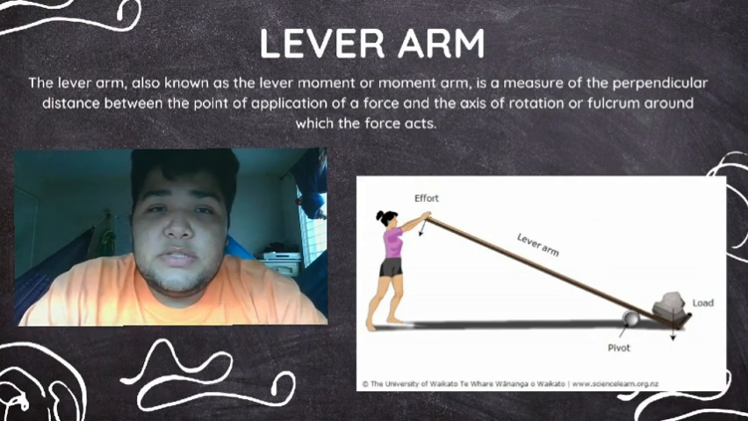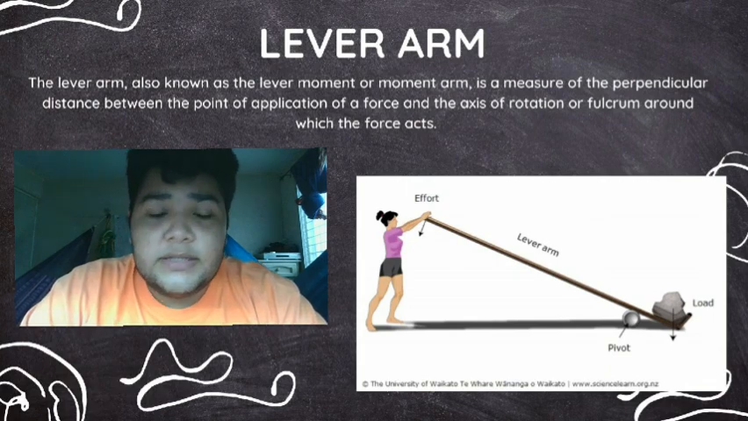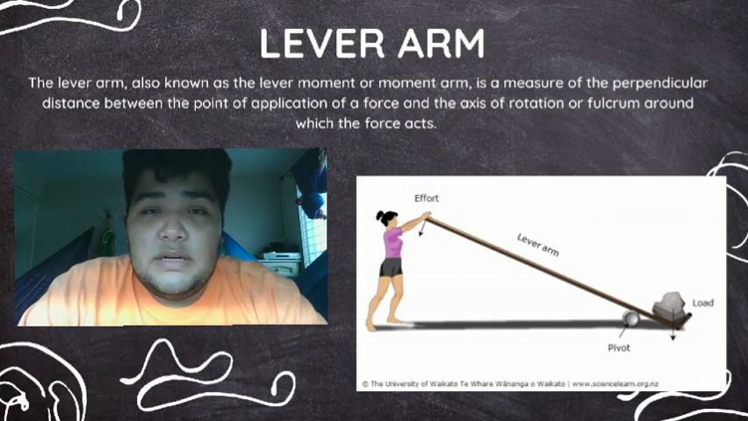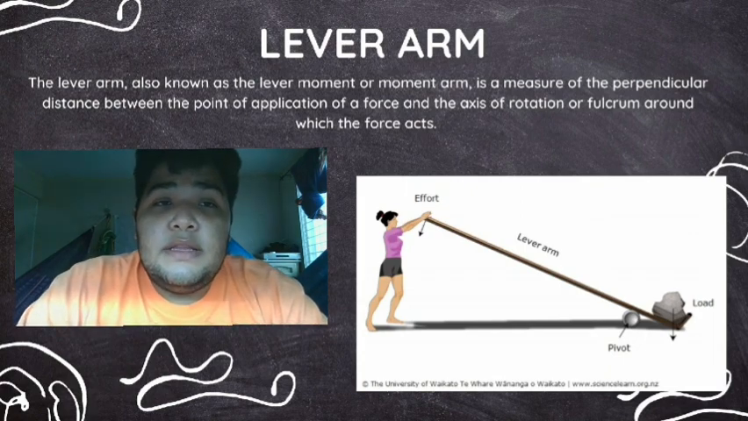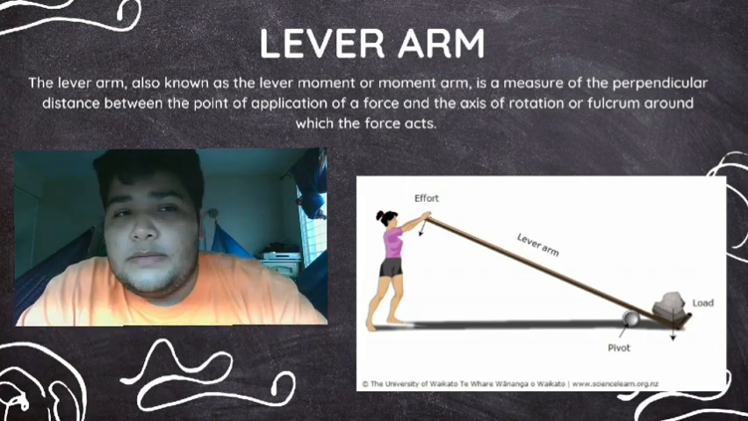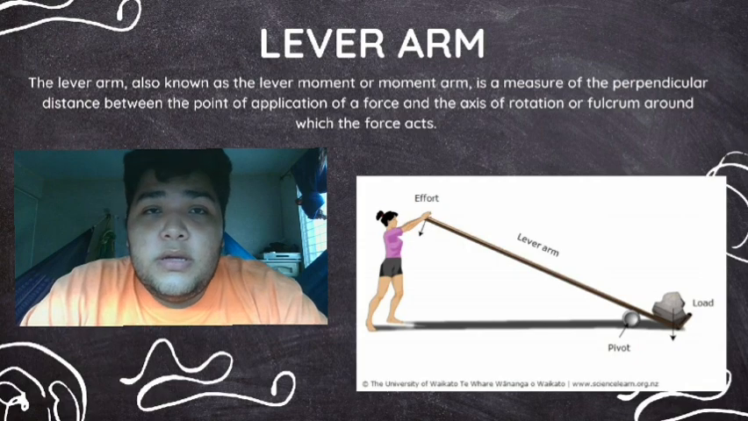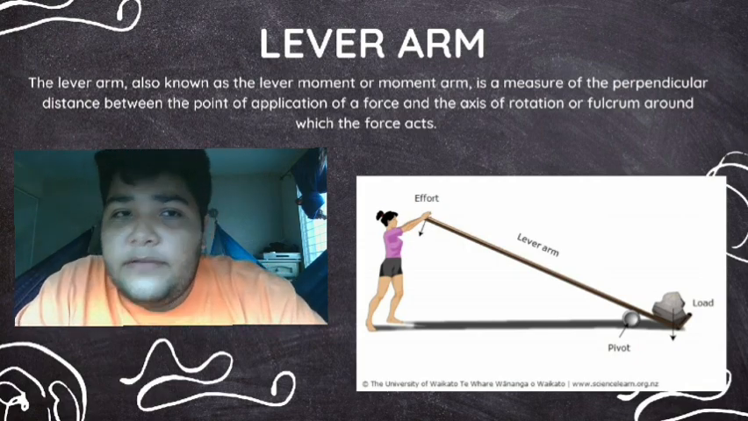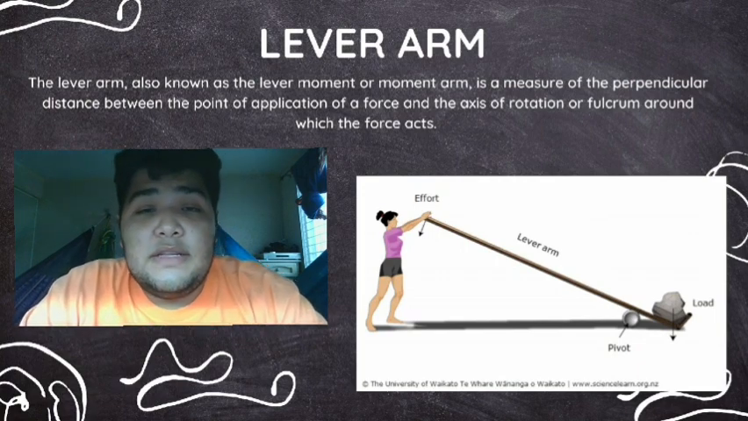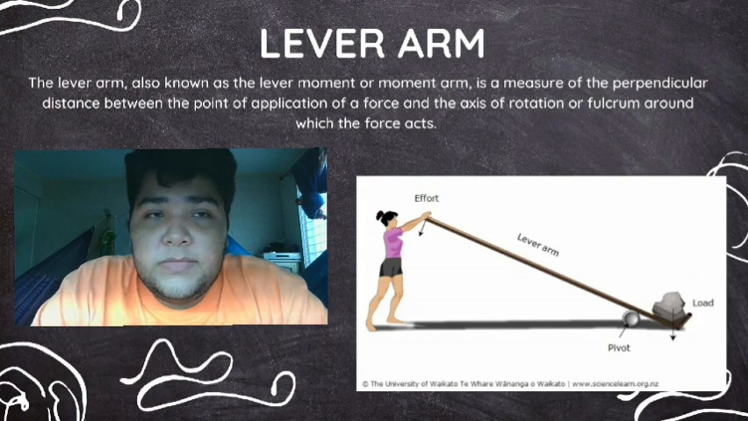The lever arm is important to consider in the analysis of mechanical systems, since it determines the magnitude of the moment or torque generated by a force. The moment is calculated by multiplying the magnitude of the force by the lever arm. Mathematically, the moment or torque can be expressed as tau equals F multiplied by d, where F is the magnitude of the force and d is the length of the lever arm.